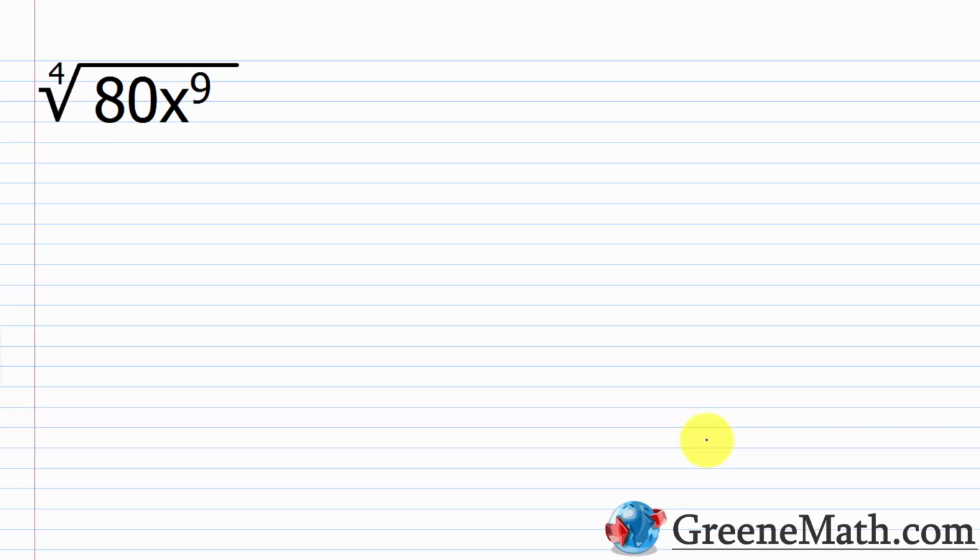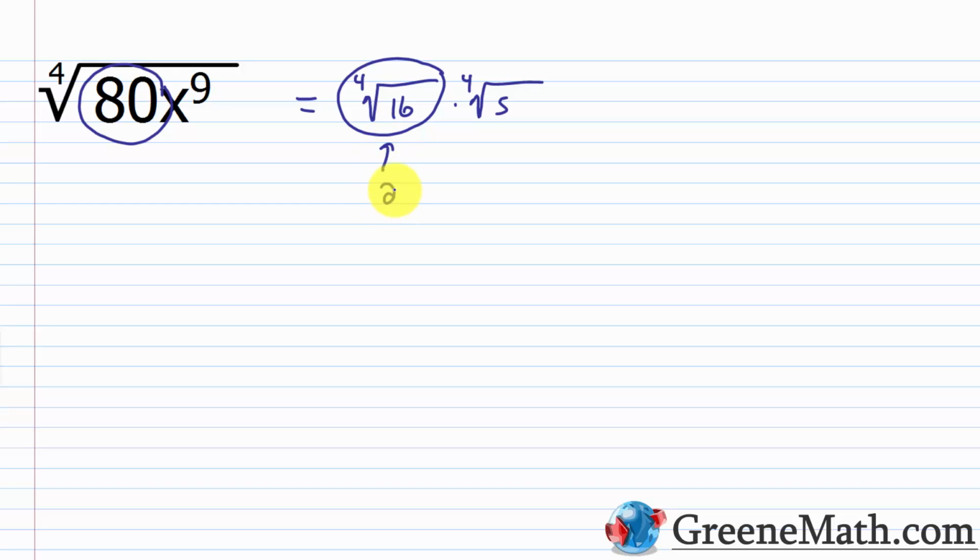All right, let's take a look at another one with a variable in it. So we have the fourth root of 80x to the 9th power. All right, so I'm looking for a number here that is a factor of 80, and that's a perfect fourth, okay? So if I was to factor 80, what would I get? Well, it just so happens I would get 16 times 5, and 16 is 2 to the 4th power. We don't need to go through the whole factorization. So I'm going to write this as the fourth root of 16 times the fourth root of 5, okay? This part right here would simplify to 2, right? 2 to the 4th power is 16, so the fourth root of 16 is 2, right? 16 is a perfect fourth.